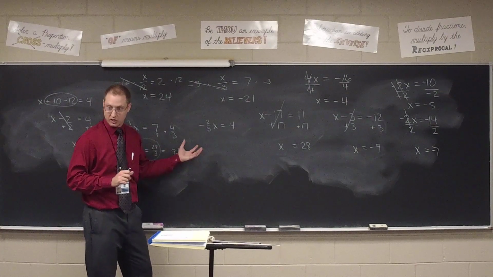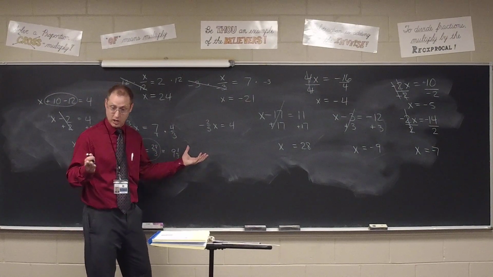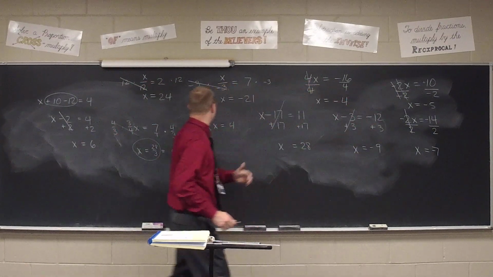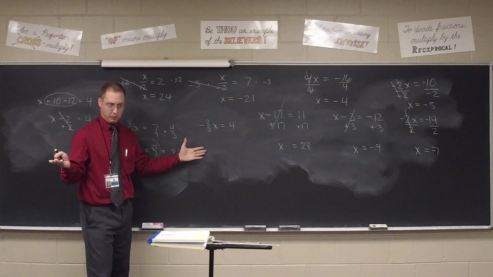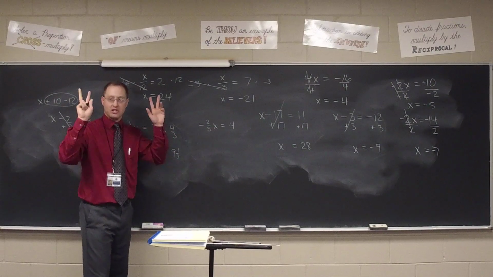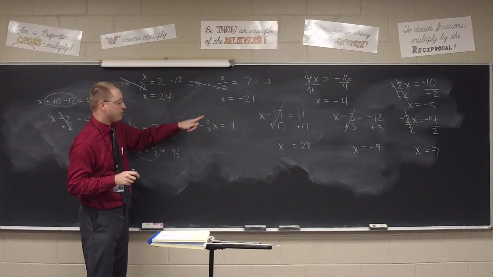Negative 2/5, because that's what's with the x. Does that make sense? Normally, class, if it's a 4, I divide by 4. If it's a negative 2, I divide by negative 2. If it's a negative 2/5, I divide by negative 2/5, right? But Hayden keeps trying to get ahead of me here. I'm not going to divide by negative 2/5.